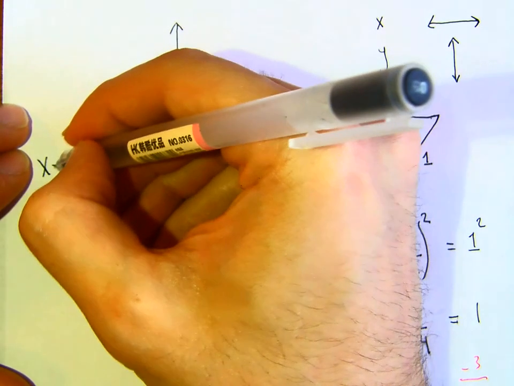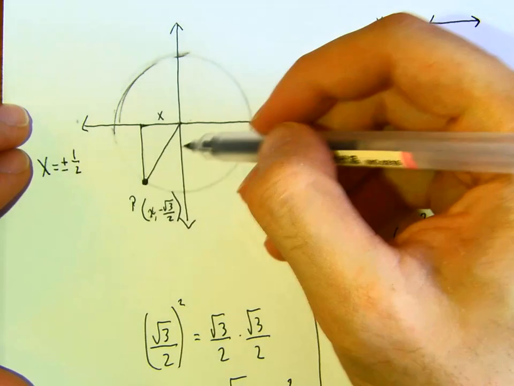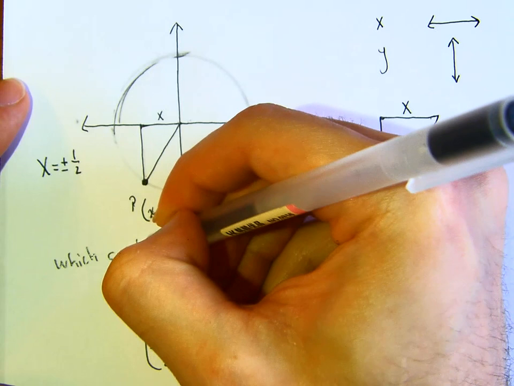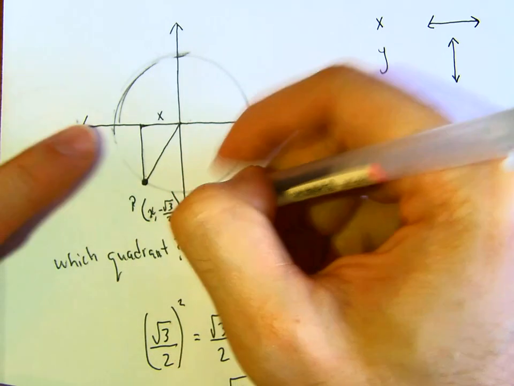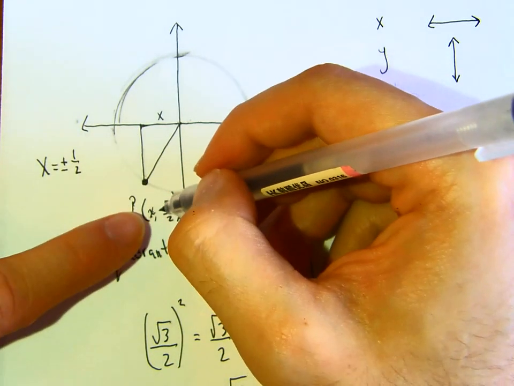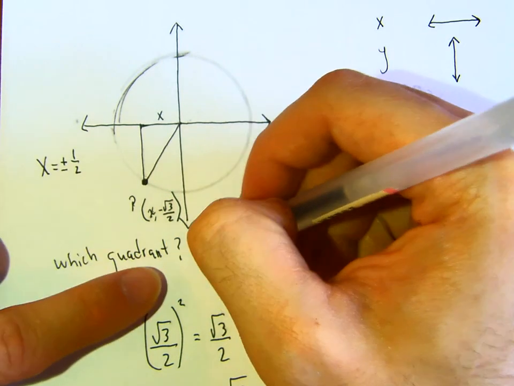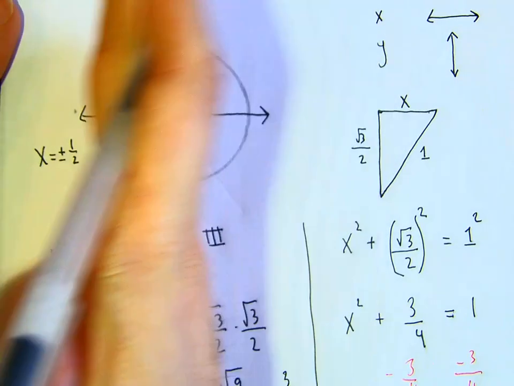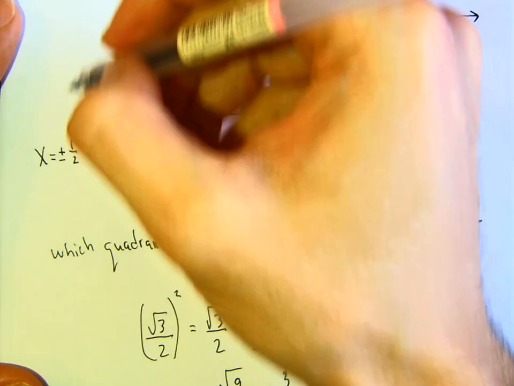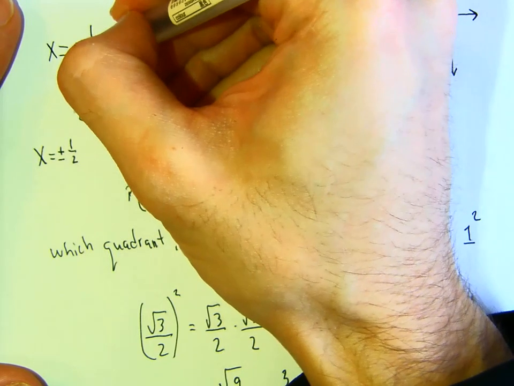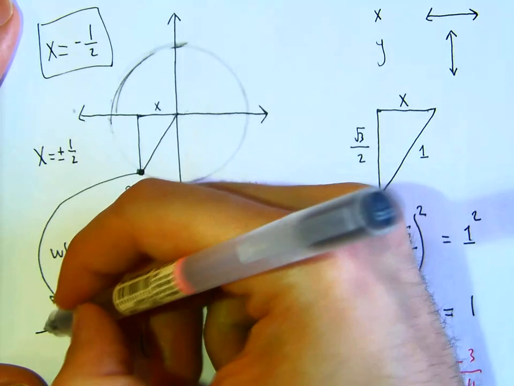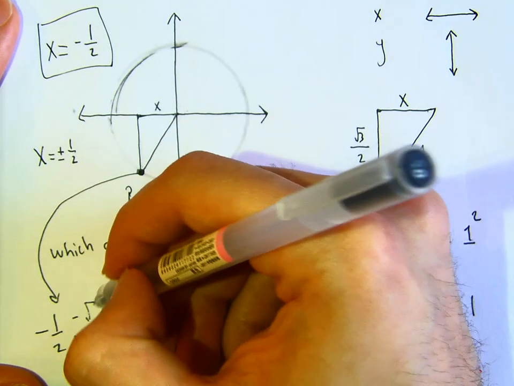So you know that our x is equal to plus or minus 1 over 2, and you have to ask yourself, your x value, which quadrant is it in? You're in quadrant 3. What do you know about your x values in quadrant 3? They're negative because they're on the left side of the y-axis, right? The left side over here, all your x values are negative. So you know that your x is equal to negative a half. And that's the point here. You see this point over here is negative a half, negative radical 3 over 2.